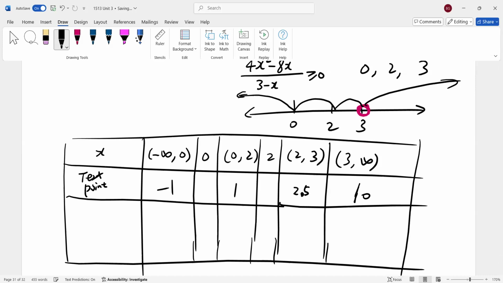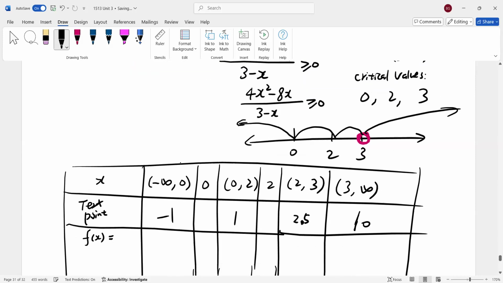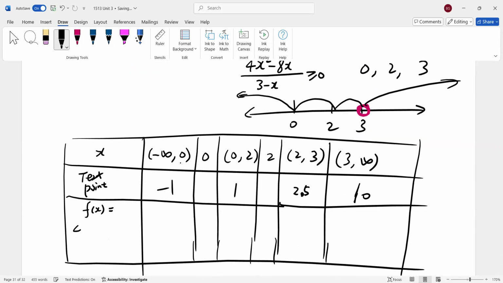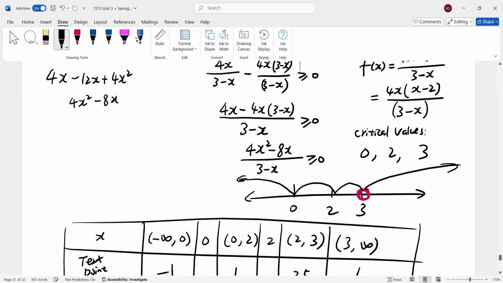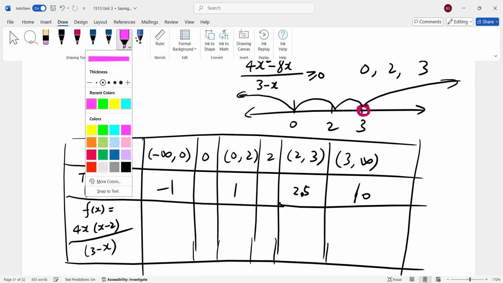So the last row is going to be f of x in the factored form. In the factored form, 4x, x minus 2, denominator 3 minus x. When you color the three parts, be very careful, okay?